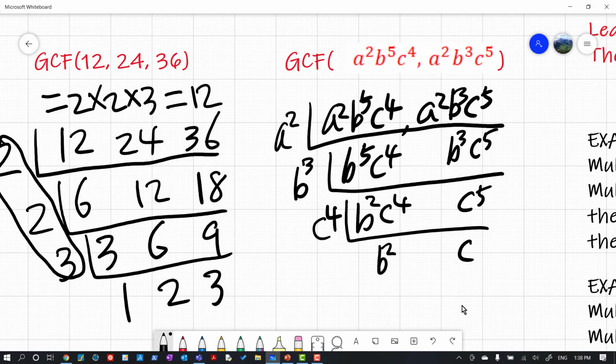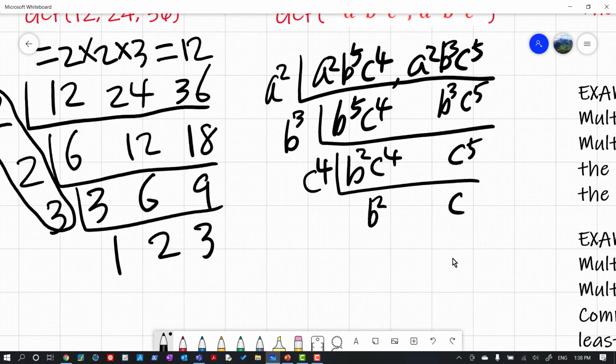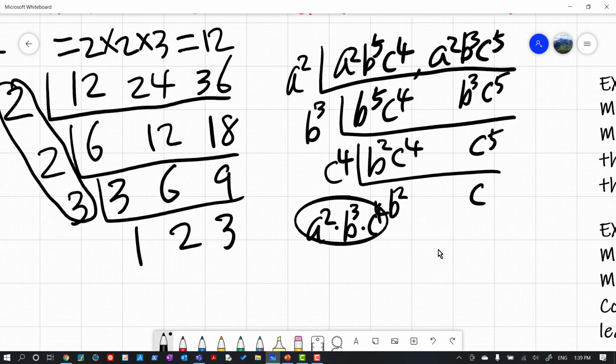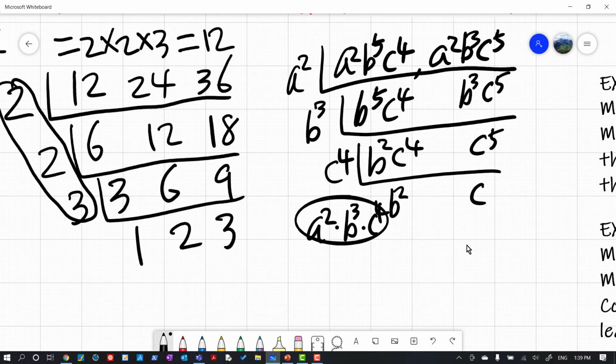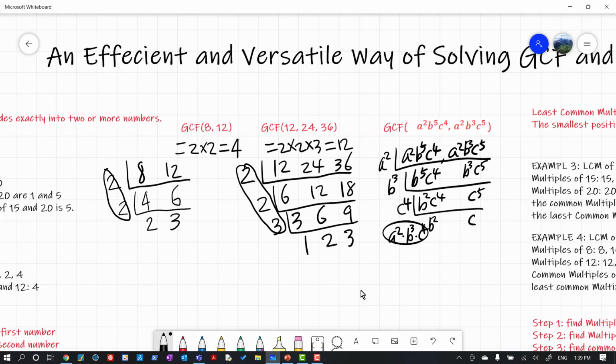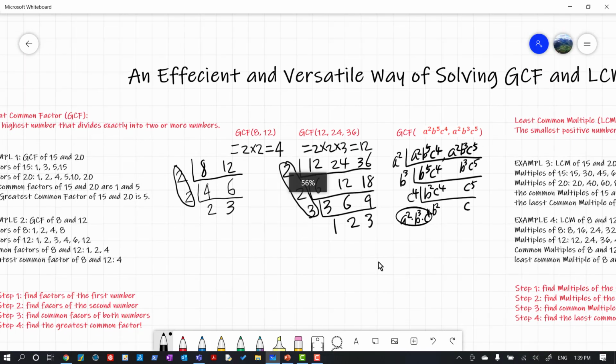Obviously, what you can get for this GCF, let me write down, the GCF is going to be A squared times B cubed times C to the fourth. So this is the GCF for these two expressions. So it's a very easy and a very versatile way to get the GCF.